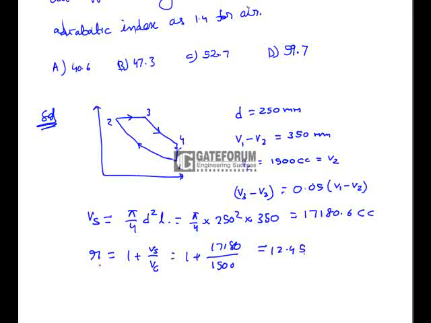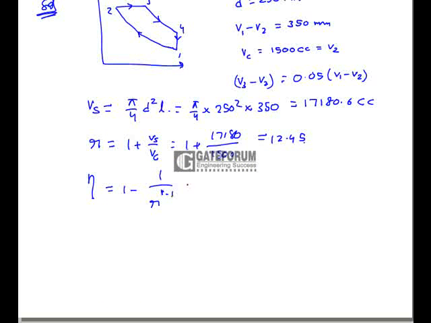So this is the compression ratio, and in general the thermal efficiency of the diesel cycle is given by 1 minus 1 by r power gamma minus 1 into (rc power gamma minus 1) by (r into (rc minus 1)), where r is the compression ratio and rc is the cutoff ratio. Here we have to find out the cutoff ratio. Cutoff ratio is rc equal to V3 by V2. Regarding V3 and V2, the known information is V3 minus V2 is equal to 0.05 times (V1 minus V2), that is 0.05 times Vs.